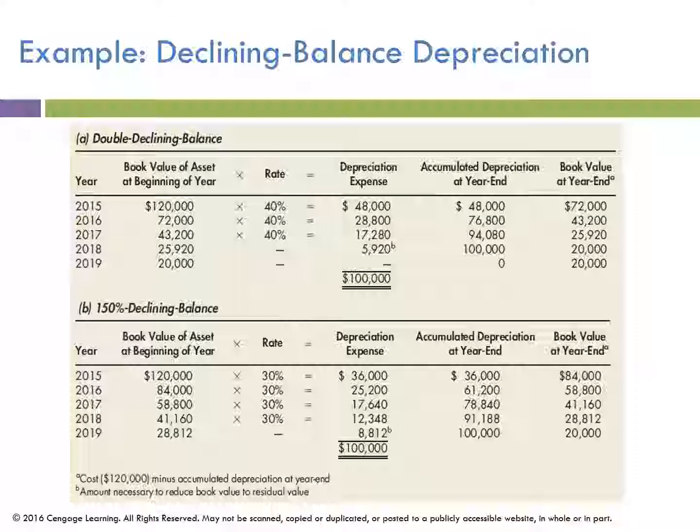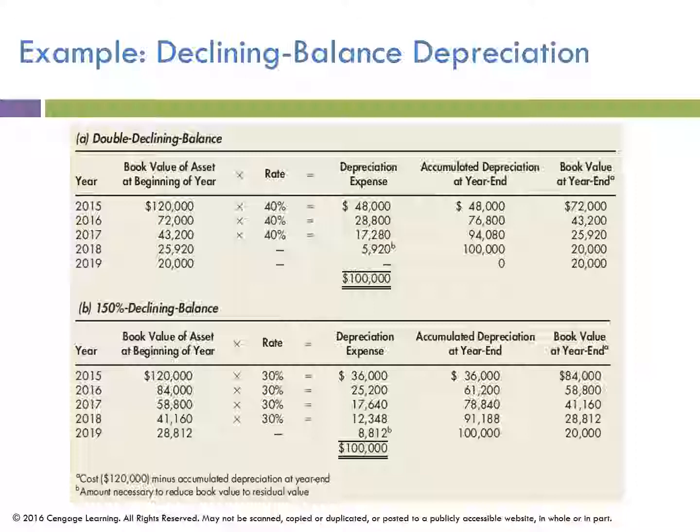Book equals residual. So in year 4, we plug it, $5,920. That will give us accumulated depreciation of $100,000, causing our book value to be at $20,000. And in the 5th year, we don't calculate any depreciation. We've expensed all the cost that we can.